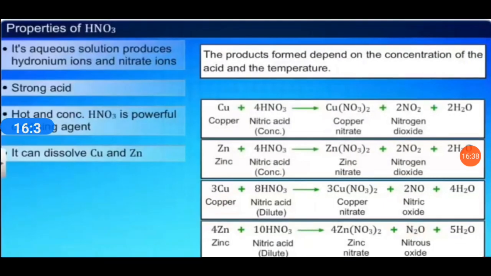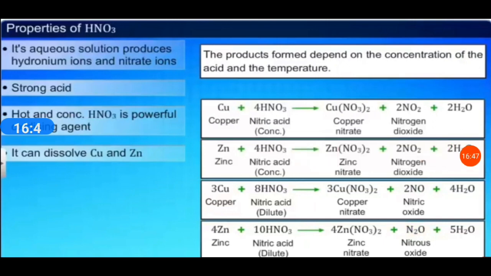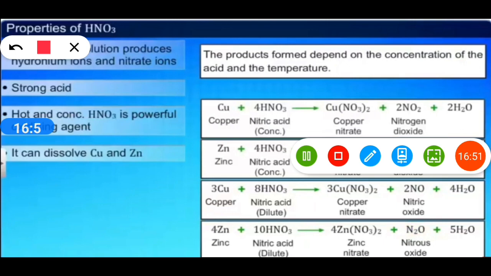Then some properties of nitric acid. It reacts with metals. Dilute acid and concentrated acid give different products. With concentrated nitric acid, copper and zinc give copper nitrate and NO2 gas. Whereas with dilute acid, copper gives copper nitrate and nitric oxide, and in case of zinc, it is N2O.